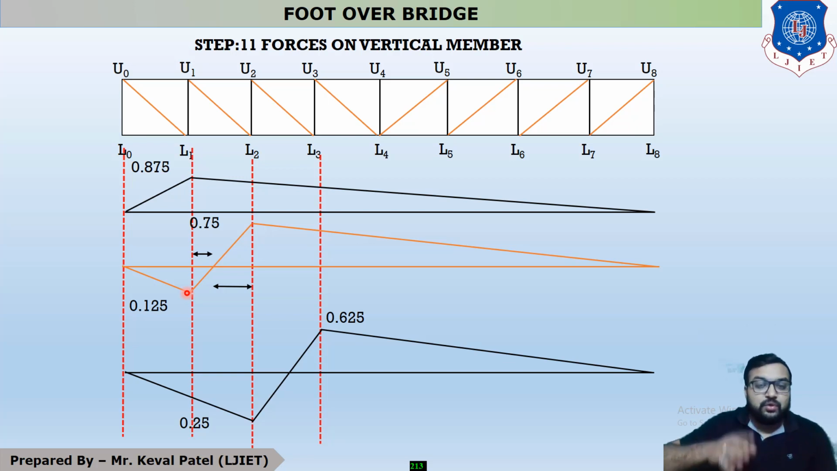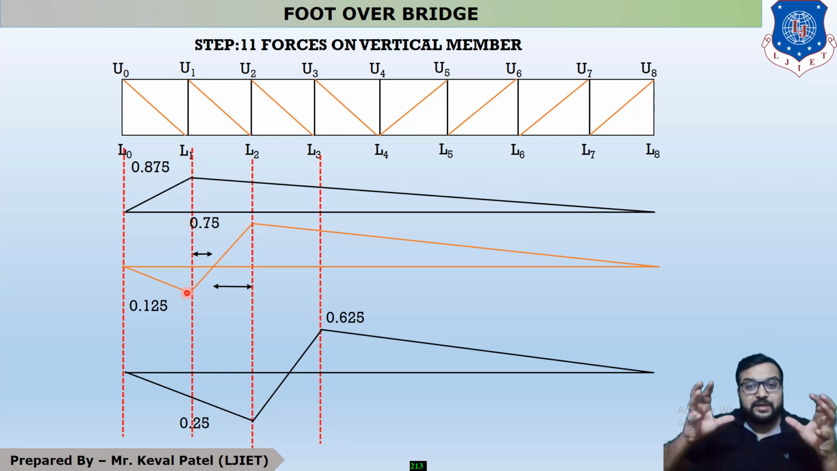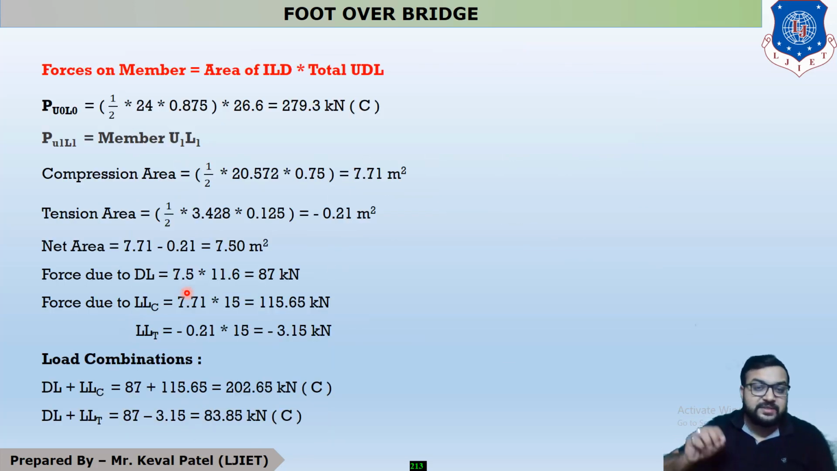Okay, so you all know that there is one load which always remains steady, which is your dead load. So whenever you have to find out dead load, then you have to use net area. Net area means the maximum value of tension or compression area minus the minimum value. So you can see that in this case your compression area's value is 7.71 meter square and your tension area's value is 0.21 meter square. So your net area is maximum minus minimum.